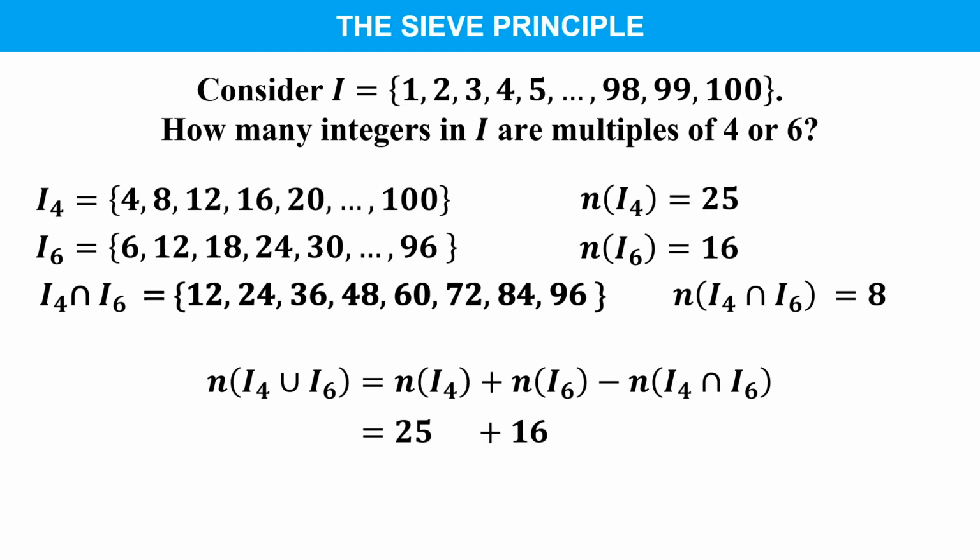Substituting these values to our inclusion-exclusion equation gives the value 33. Therefore, there are 33 integers that are multiples of 4 or 6 among the elements of I whose elements are 1, 2 to 100.